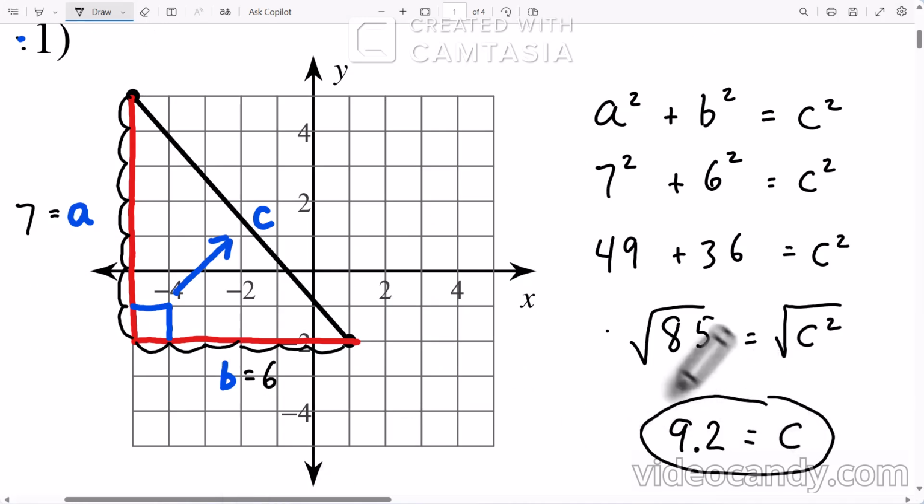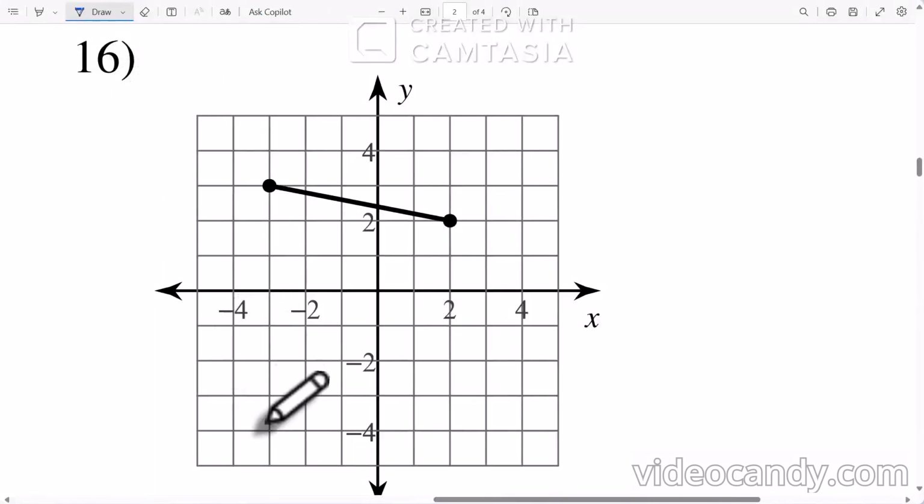So that's it. C is 9.2, and you can just check your answers on pages 3 and 4. All right, please pause and try number 16.